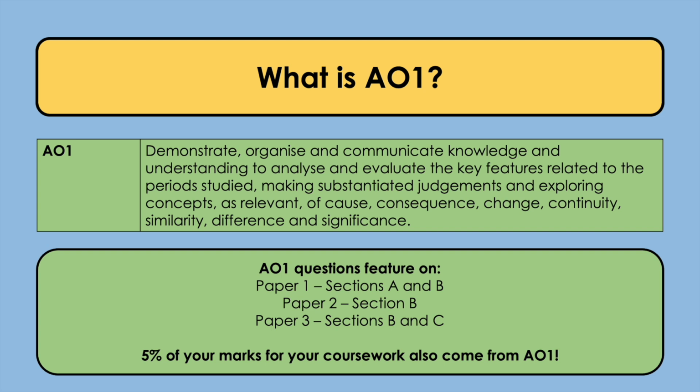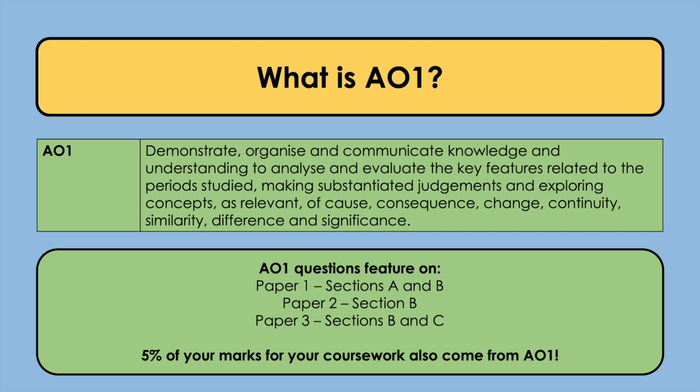In paper 1, your AO1 questions are section A and section B. In paper 2, your AO1 question is section B. In paper 3, your AO1 sections are section B and section C. And in your coursework, 5% of your marks come from AO1.